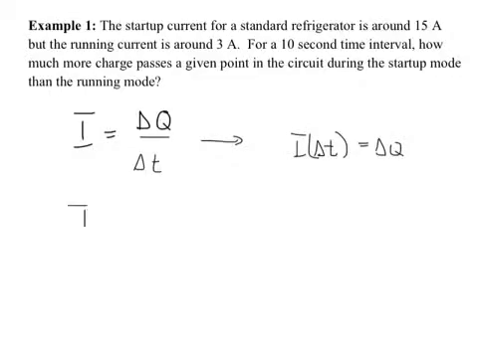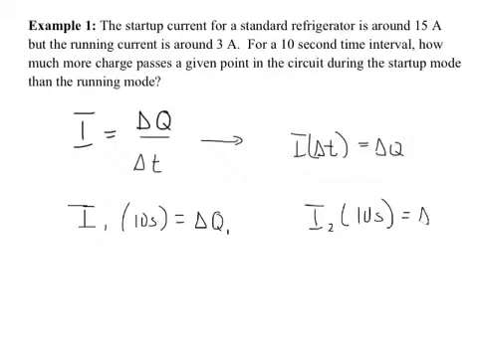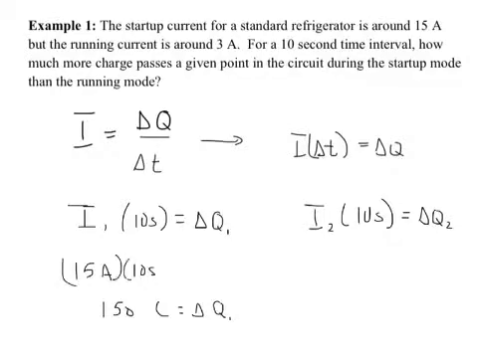Now, since we're looking for the charge in two different situations, if we do this twice, we could say we have I1 times 10 seconds, because the time interval isn't changing, and that's going to equal delta Q1, the change in charge in the first situation. And then we have I2, the running mode of 3 amps, again times 10 seconds, that's going to equal delta Q2. In reality, we're looking for the difference in these two, so we're going to have, again, 15 amps times 10 seconds, or 150 coulombs. How do I know it's coulombs? Because an amp is really a coulomb per second.